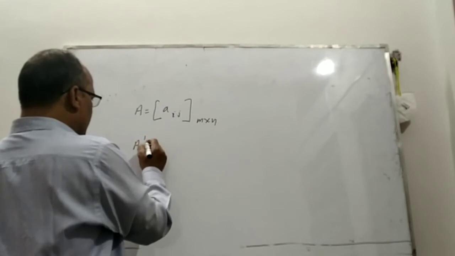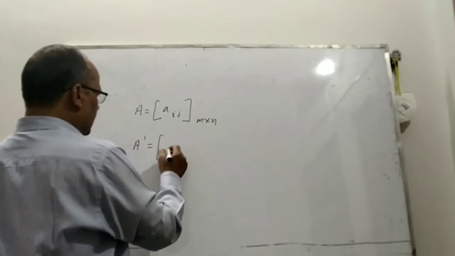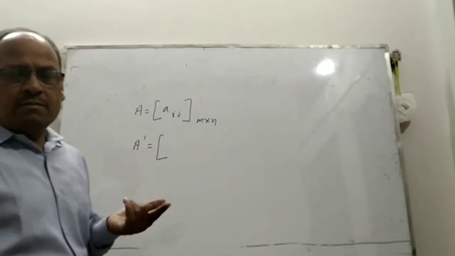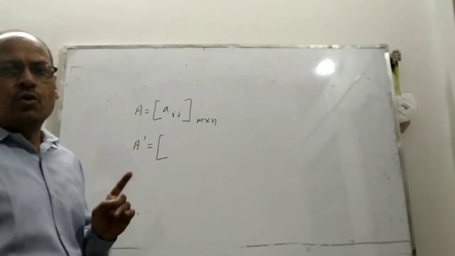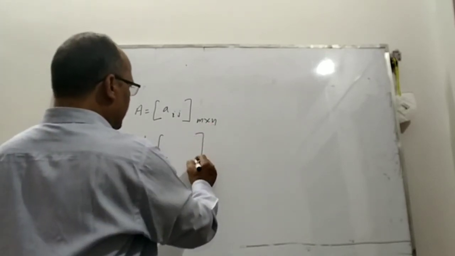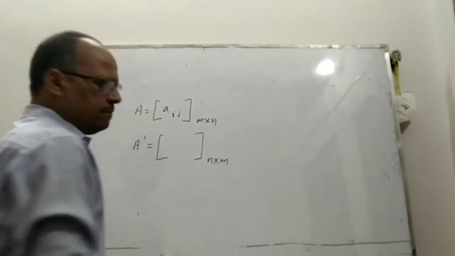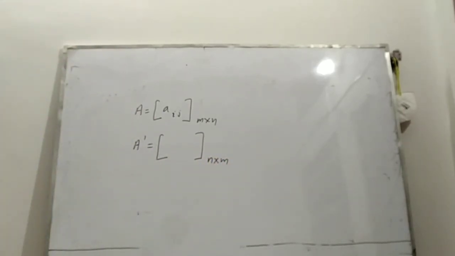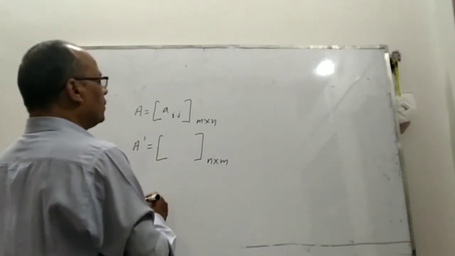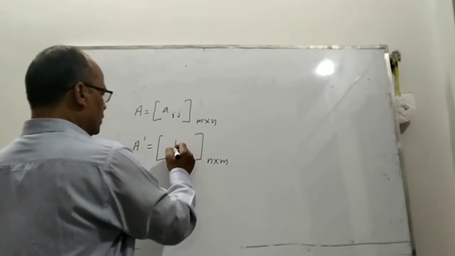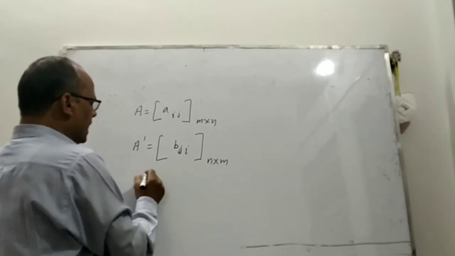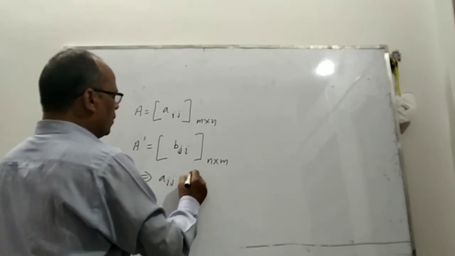Then A transpose will be, what will happen? Row will be changed into the column and column will be changed into the row. It is clear? The order of this matrix will become n cross m. The transpose of the matrix, this order will be n cross m, and this will be bji. This implies that aij equal to bji.